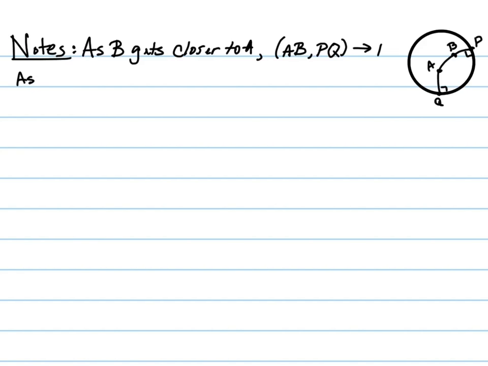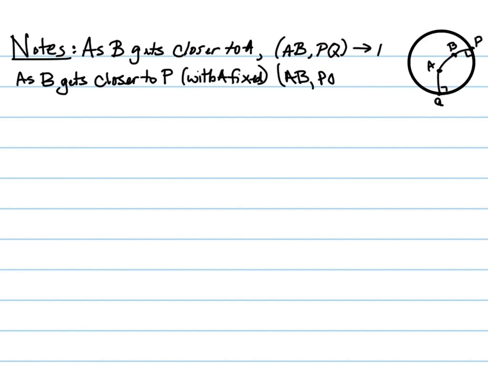As B gets closer to P, with A fixed, so A is not moving, the cross ratio ABPQ approaches infinity. These are numerical statements about the lengths from the previous slide.